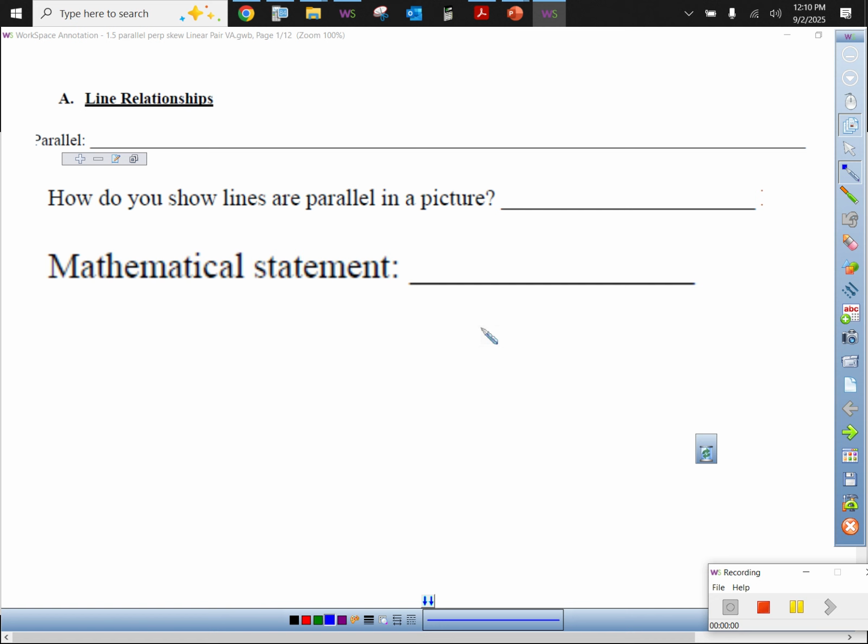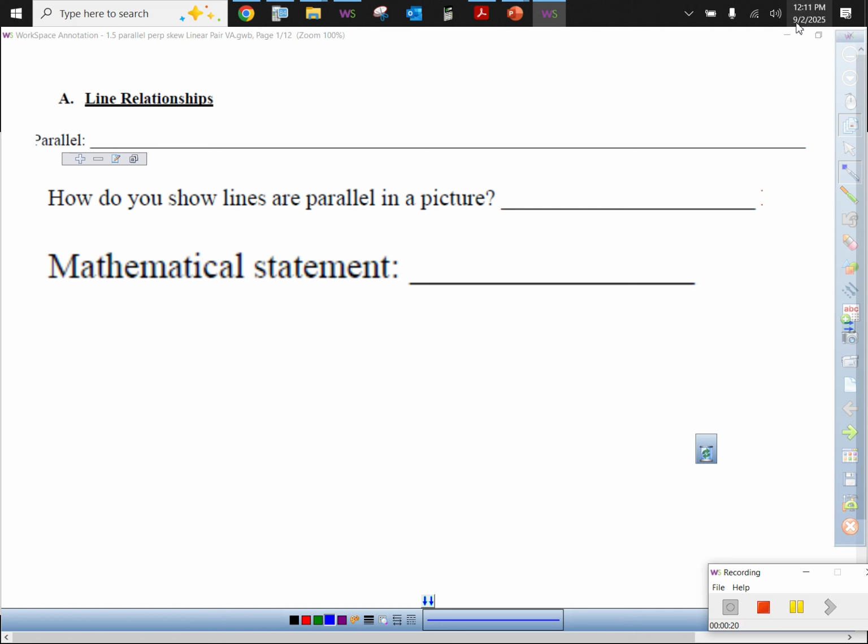That we don't fill out the learning intention. Starting in chapter 2 when I rewrote all the worksheets, I don't care if we know the learning intention or not. If you want to know what the learning intention is, I post it on Canvas. It's just what all the vocab words are on that day, right? So today is parallel, perpendicular, skew, linear pair, vertical angles, right? I don't want us to write all that down.